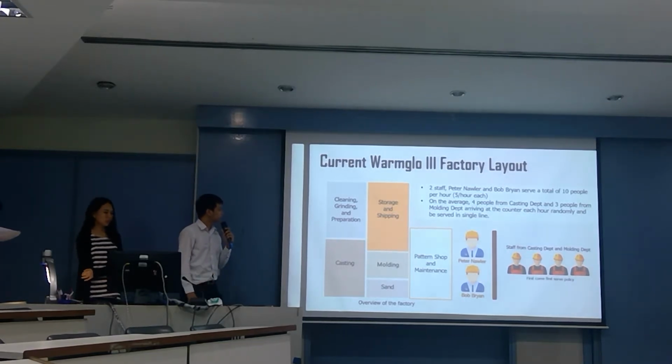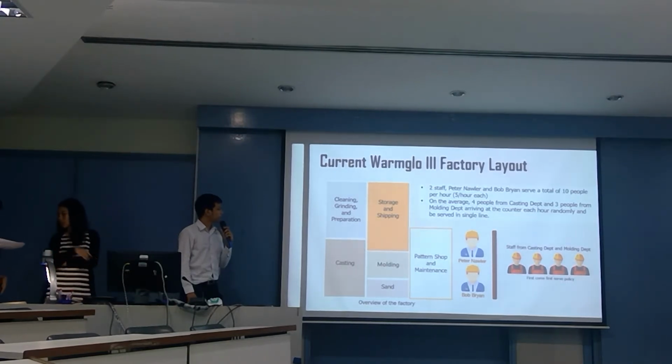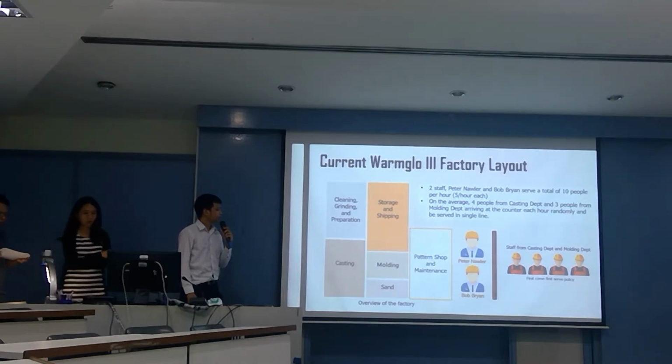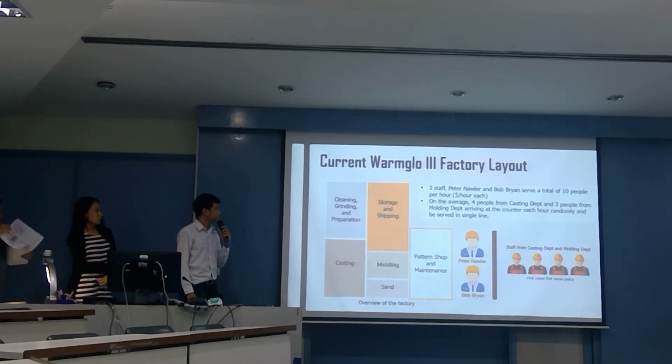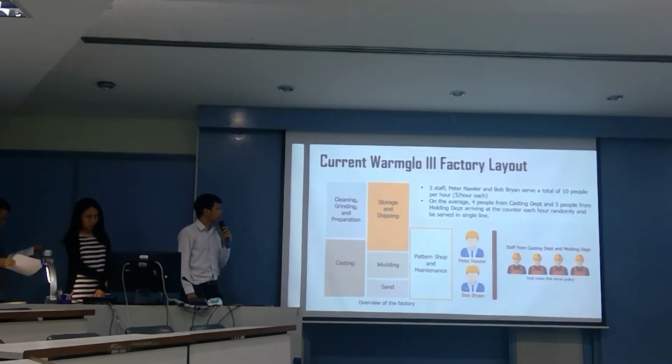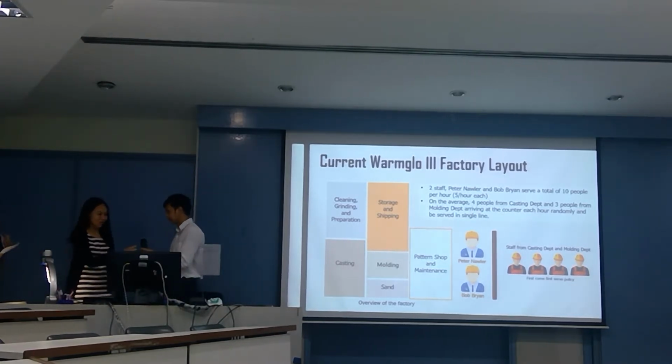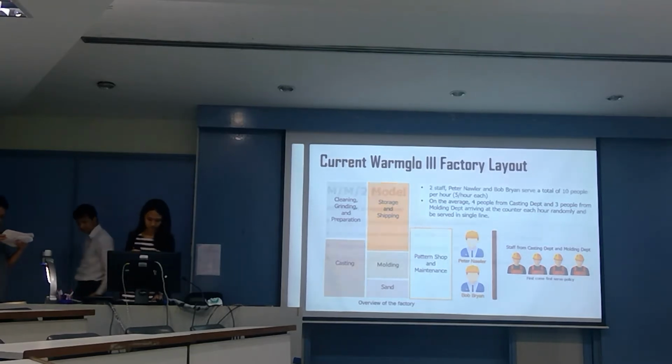Because of the location, people from the casting department will need to travel 3 minutes to the room, while molding only uses 1 minute. So the management thinks that this layout may not be the best layout yet, so they consider a new layout for the factory. And next we will calculate and use the information to answer the question and compare the current layout and the new layout.